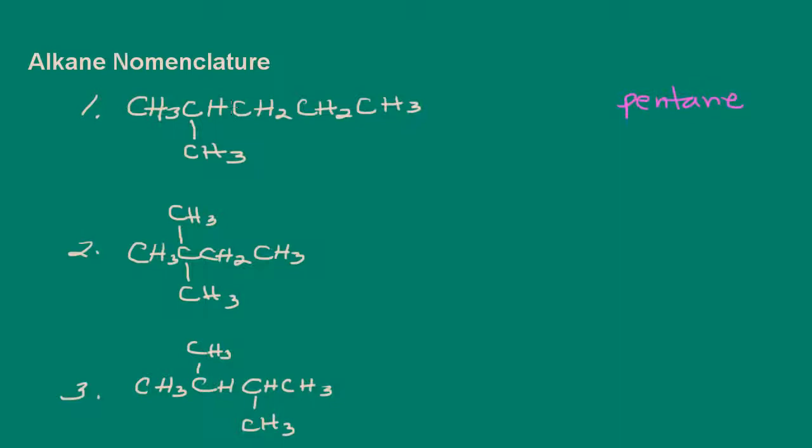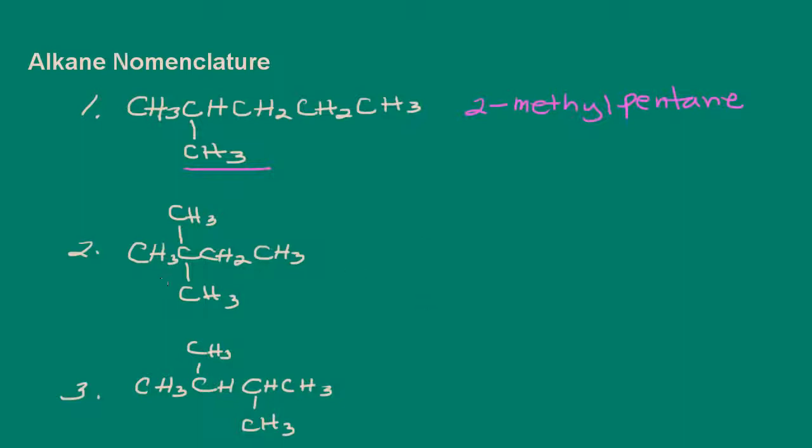And now notice we have a substituent, a methyl group, on carbon number 2. So if we number from left to right, the methyl group is on carbon number 2. If we were to number the carbons from right to left, then the methyl group would be on carbon number 4. So we want the lowest possible number. So in this case here, we have a 2-methylpentane.